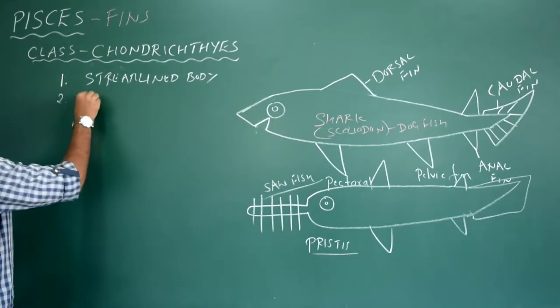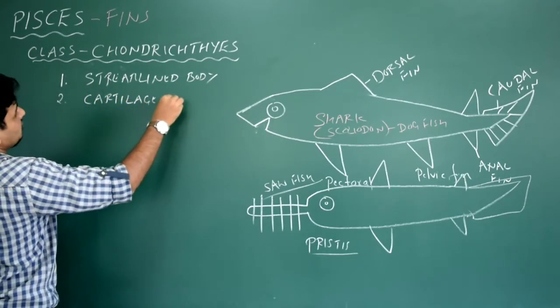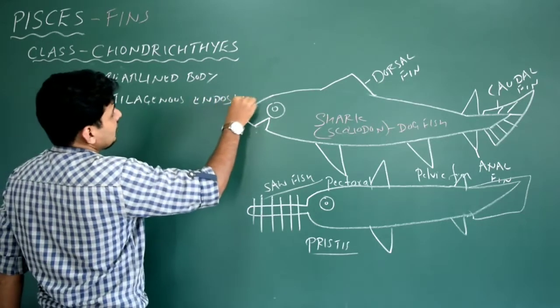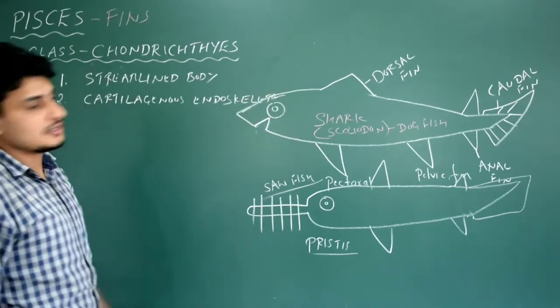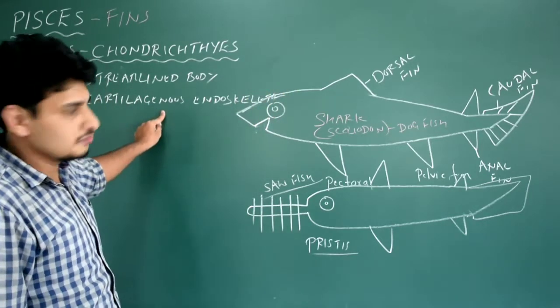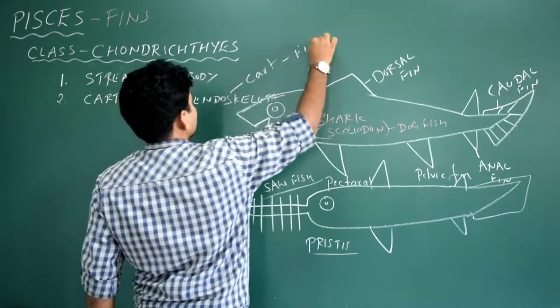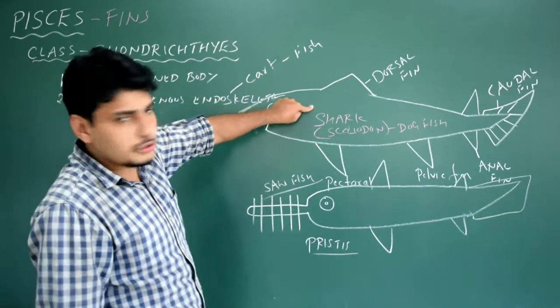So we write they have cartilaginous endoskeleton. The entire body is made up of cartilaginous endoskeleton. Hence, these fishes are called cartilaginous fishes. If you want, you can add that. Just add. Okay.